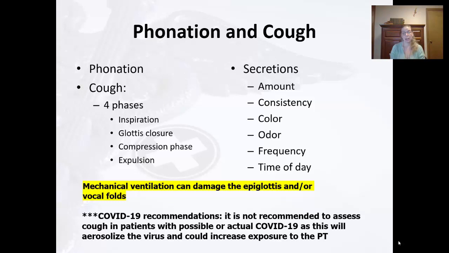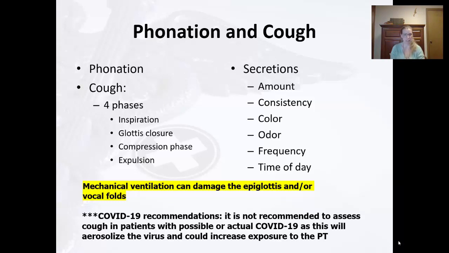If they have any of these phases that are not intact, then they will not be able to independently clear the secretions in their airway. We also want to pay attention to those secretions. I'm not advocating that you actively examine people's secretions, but we do want to pay attention to them when we see them. How much is the patient coughing up when they cough?